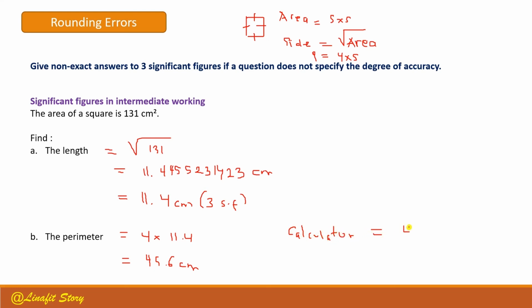So 4 times the square root of 131. The answer is 45.7820925692 cm.